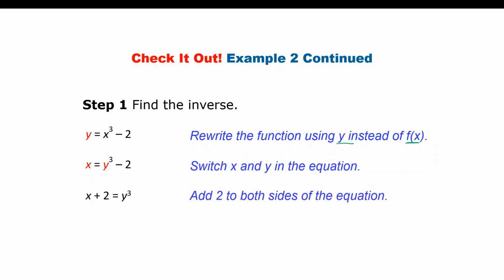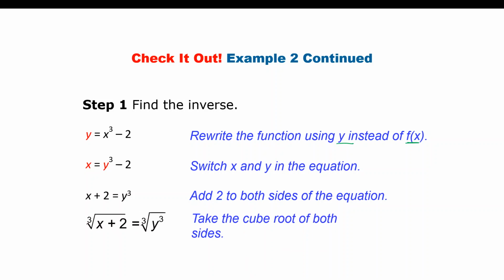So first of all, let's add 2 to both sides. So I end up with x plus 2 equals y cubed. Now, how do I get that to be y by itself? Well, remember, if I have a cube here, I can get rid of it by doing the cube root of both sides. And by doing that, I end up with y equals the cube root of x plus 2.